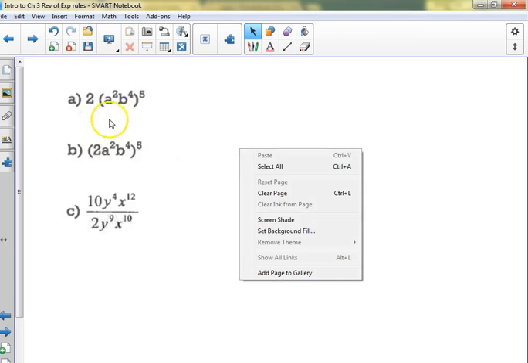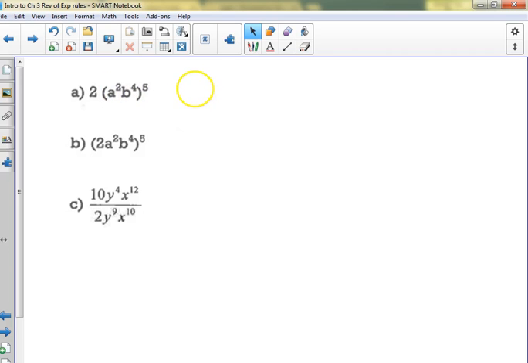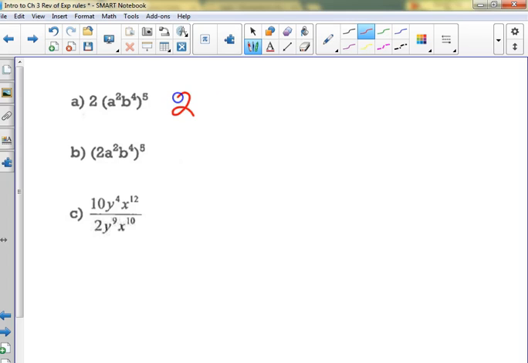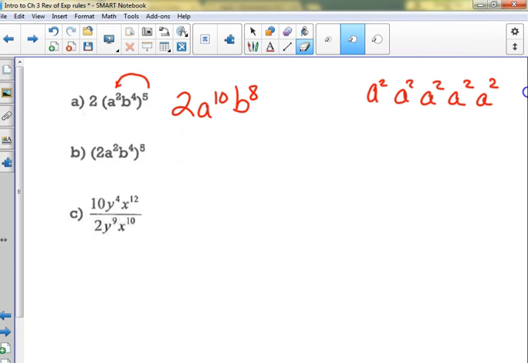What's the difference between the first one and the second one? So what's the property here? We get two. What do we do here? You are applying the 5 to both of those things in there. They're there 5 times. You'd have an a squared, a squared, a squared, a squared, a squared. So if you wrote out a, you'd have to, what?